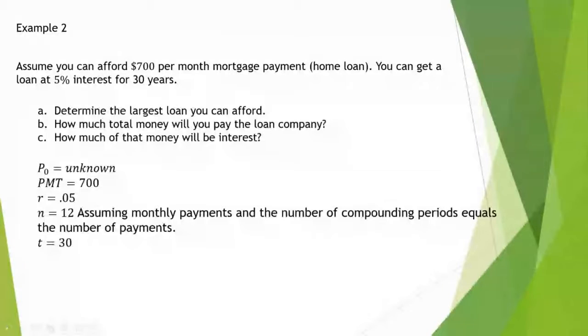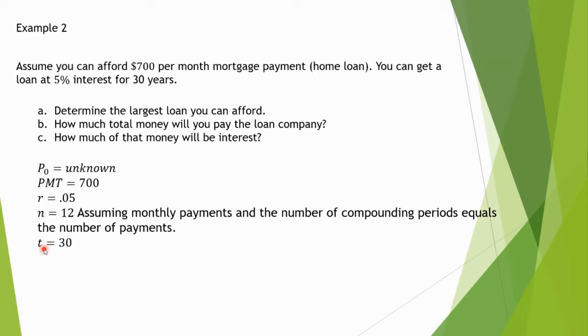So in this example, this one's a little bit different. It's something from the book, so I really like it. So let's suppose somehow, for whatever reason, we find out we can afford $700 per month mortgage payments. So we know we can get a mortgage. We don't know, though, what the total loan we can get is. What we do know is that we're able to manage $700 per month mortgage payments.